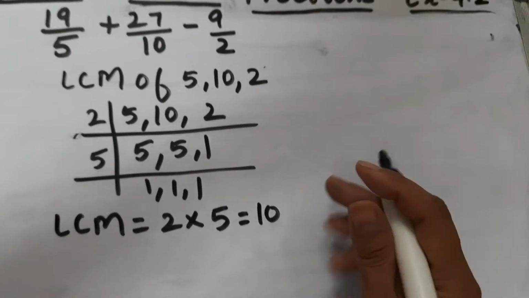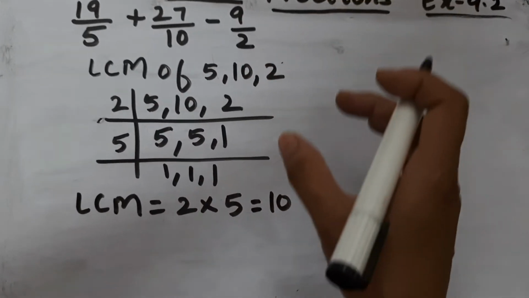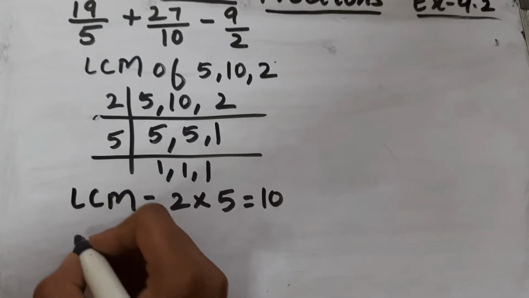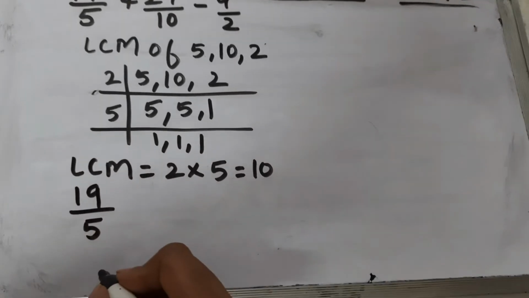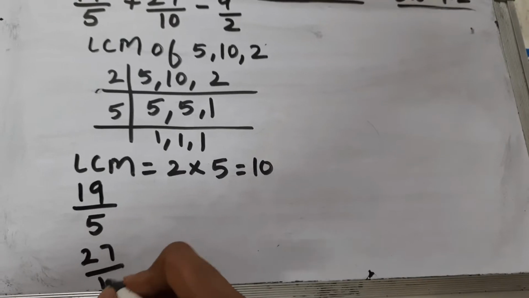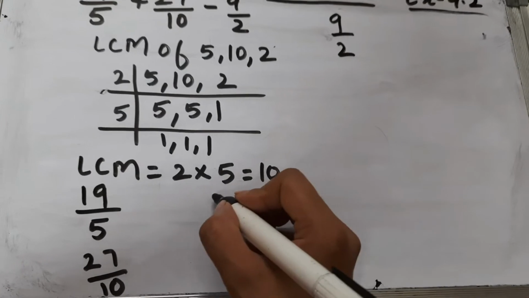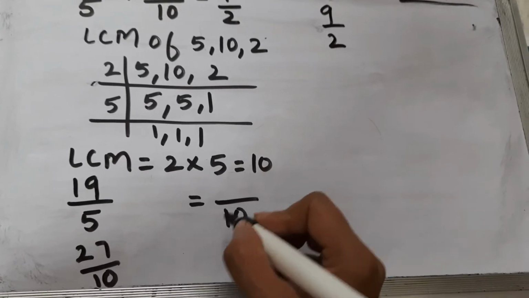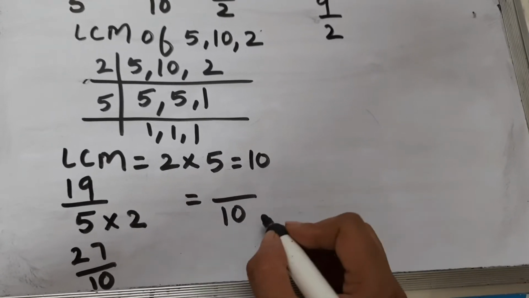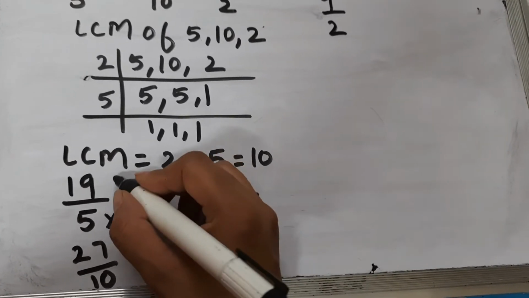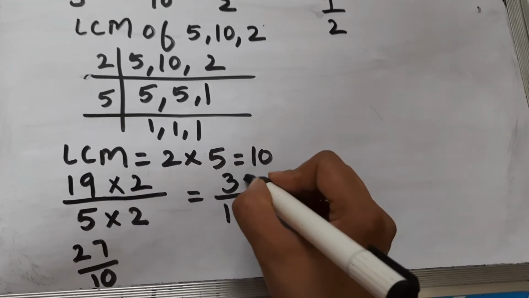Now we have to find the equivalent fractions of 19 by 5, 27 by 10 and 9 by 2 with denominator 10. हमें क्या करना है? Equivalent fractions निकालनी है. 19 by 5, 27 upon 10 और 9 by 2 जिसका denominator क्या हो? 10 हो. So by which number should I multiply 5 to get 10? अगर मैं 5 को 2 से मल्टीप्लाई कर दूँ तो मेरा डिनोमिनेटर क्या आ जाएगा? 10 आ जाएगा. इसीलिए हमें न्यूमिनेटर को भी क्या करना है? 2 से मल्टीप्लाई. And 19 2s are 38.